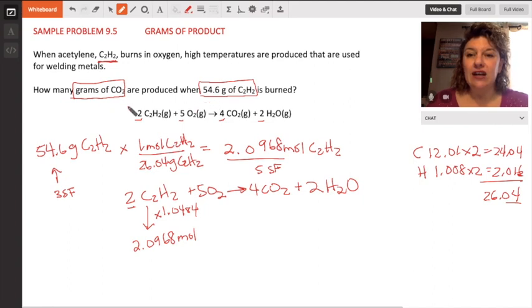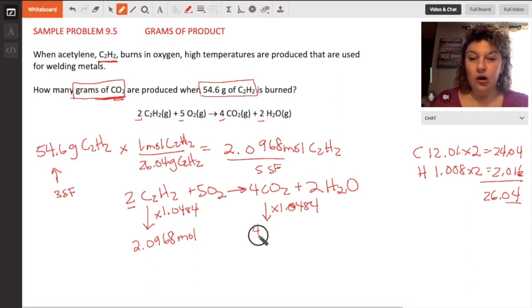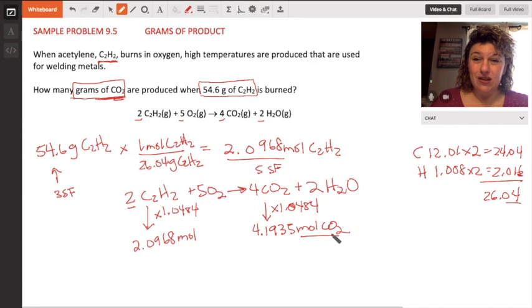Now I'm going to multiply everything times 1.0484, just like we would in a recipe. What we're interested in here is grams of CO2, so let's concentrate on the CO2. We'll do times 1.0484 here. We get 4 times 1.0484, which gives 4.1935 moles of CO2. So that's our answer, except it's in moles. We need grams, so let's convert that to grams.